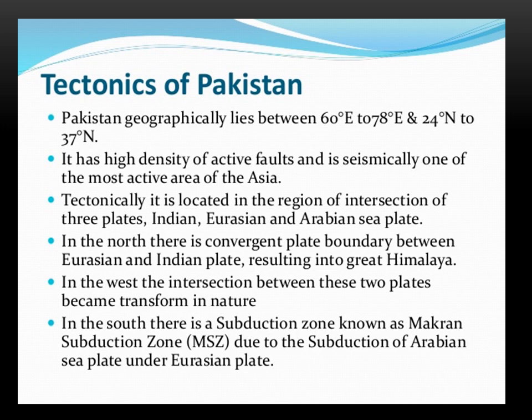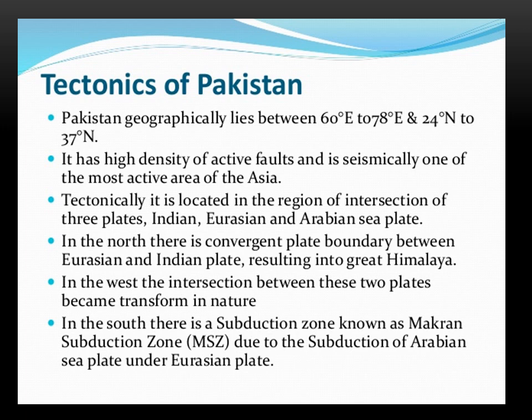The geographic location of Pakistan lies between 60 degrees east to 78 degrees east and 24 degrees north to 37 degrees north. They are actually telling you about the longitudes and the latitudes of Pakistan. That is the location of Pakistan, and it has a high density of active faults and is seismically one of the most active areas of Asia.